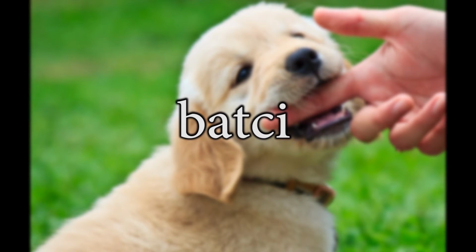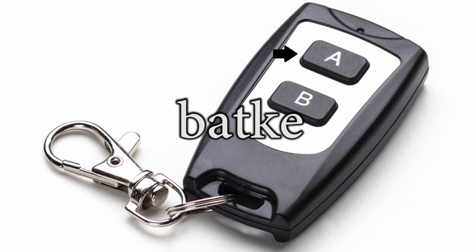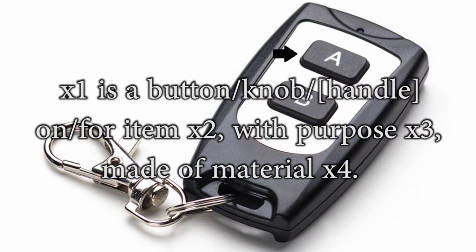Bachi. X1 bites or pinches X2 on or at specific locus X3 with X4. Batke. X1 is a button, knob, or handle on or for item X2 with purpose X3 made of material X4.